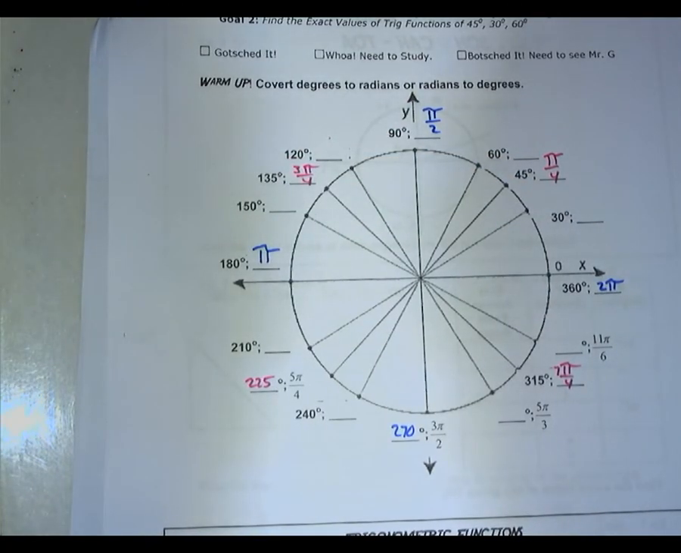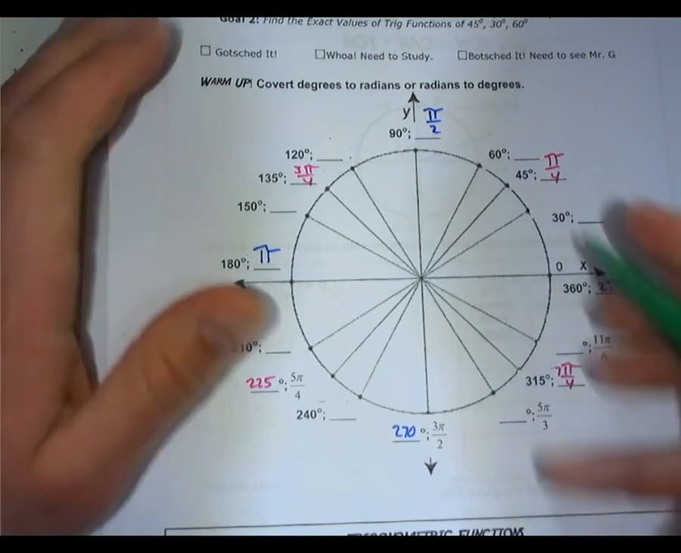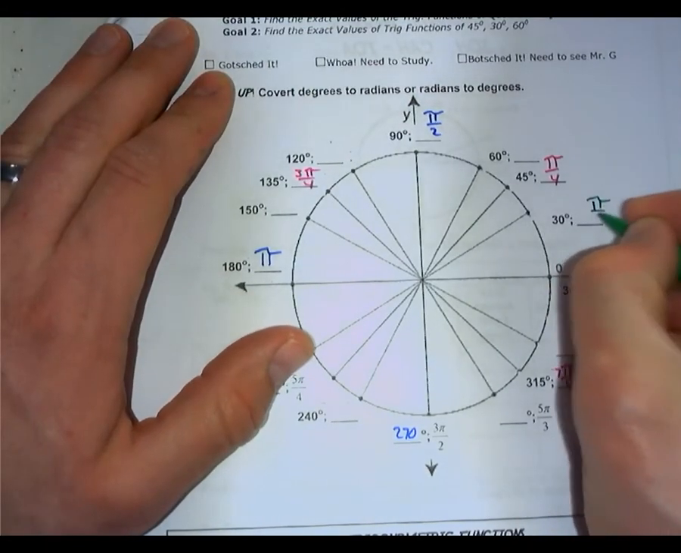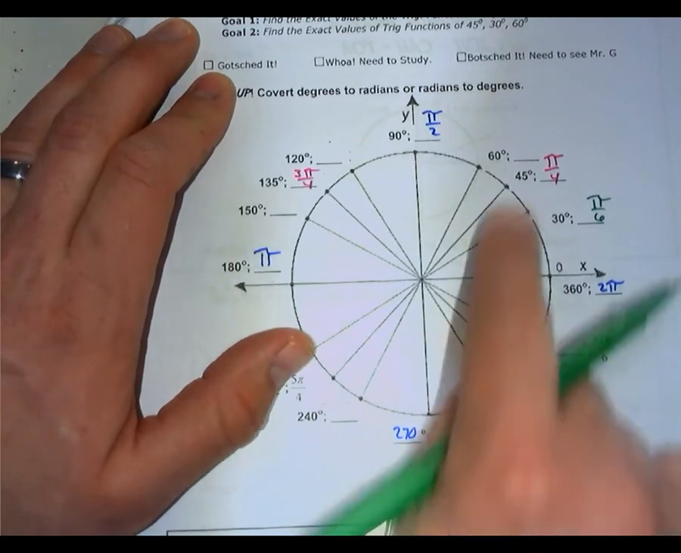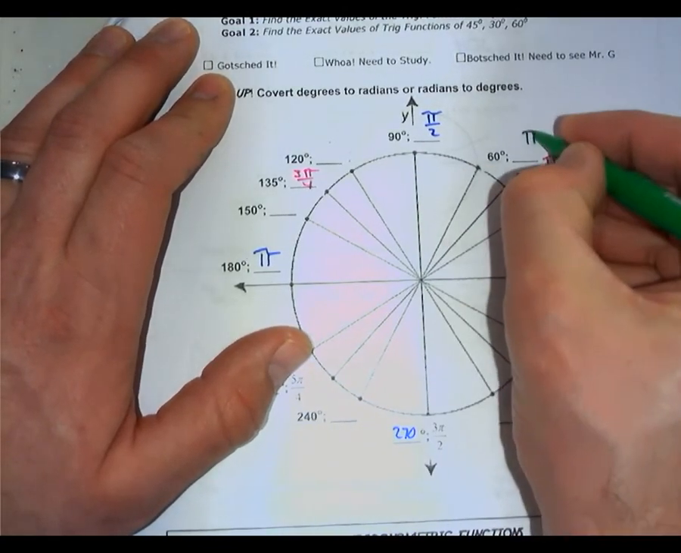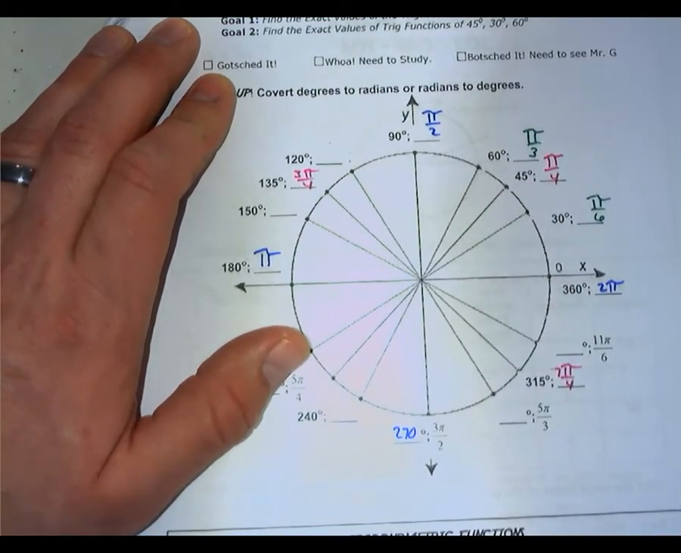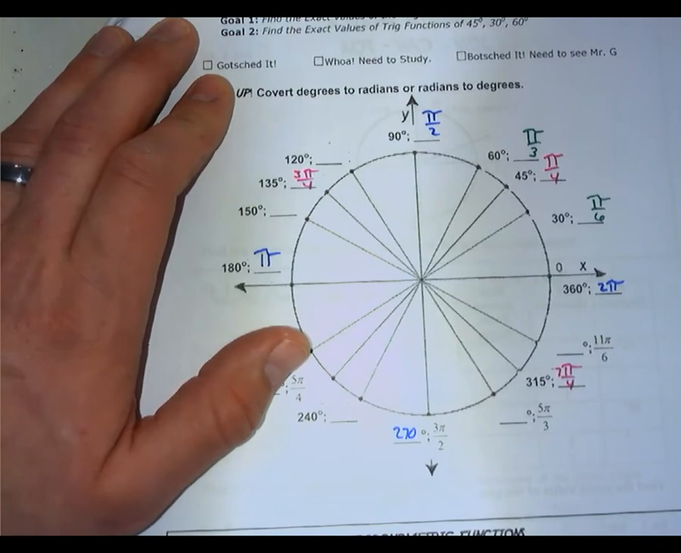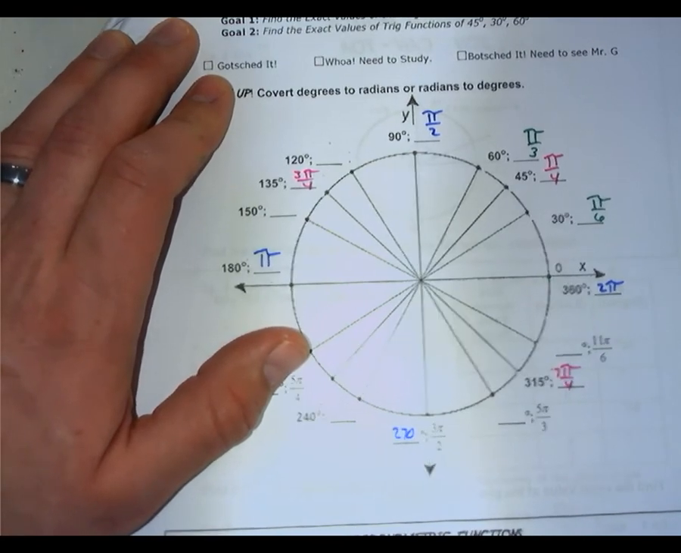Last one, at least we got 30s and 60s. If I look at 30s and 60s together, I always remember the first two: if it starts with a 3, then the fraction is going to have a 6 in it, so that's going to be pi over 6. And if it has a 6 in it to start at 60 degrees, then it's going to be pi over 3. So they're vice versa. That's how I remember those.